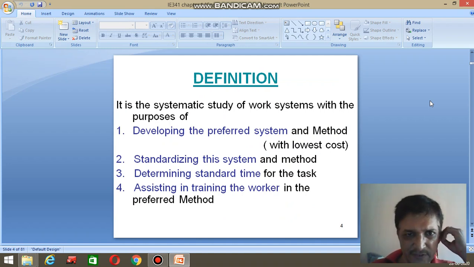But if you see the definition, work study is basically the systematic study of the work system with the purpose of developing the preferred system and methods with the lowest cost. So we get the things done with the lowest cost, standardizing this system and methods, determining the standard time for the task, assisting in training the workers in the preferred method.